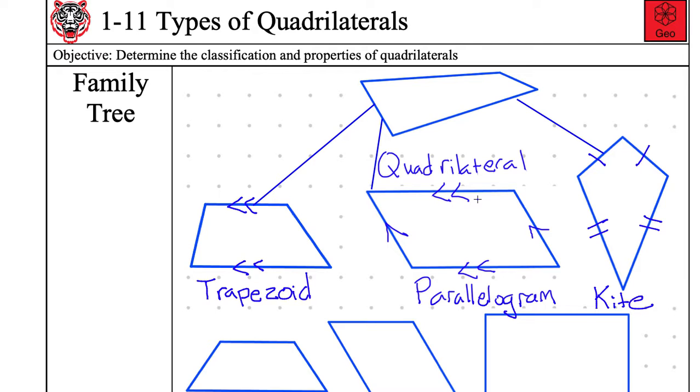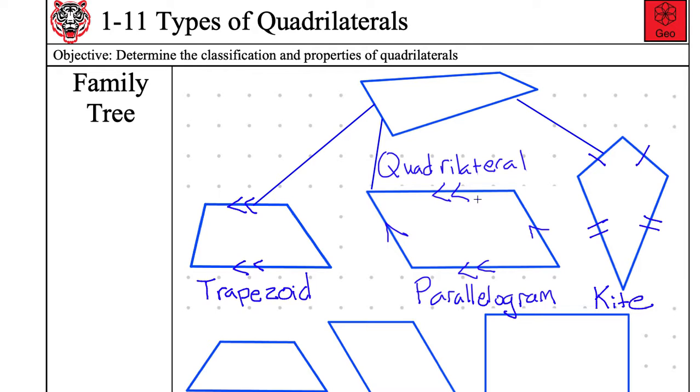So the trapezoid will give its property of having 2 parallel sides to its child. The child will have even more properties, though. So this is not only a trapezoid, it is also a quadrilateral. This is not only a parallelogram, it's also a quadrilateral, and it's going to have its own special name. Is everyone clear on how the family tree works? I inherit the properties from above.